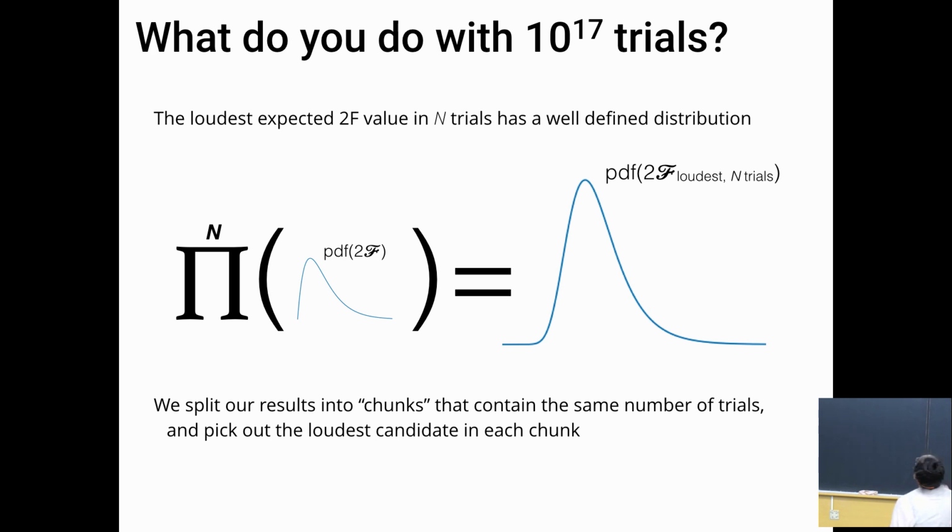Then you can calculate the loudest expected value. If you only have flat, stationary Gaussian noise, you can calculate analytically what you expect the loudest statistic value to be for that number of trials. If you have n trials, you just multiply that and you get a distribution for the loudest you expect in n trials. And if you know that, then you can take your loudest and calculate the significance based on the loudest expected. So at this point, it becomes kind of a math.